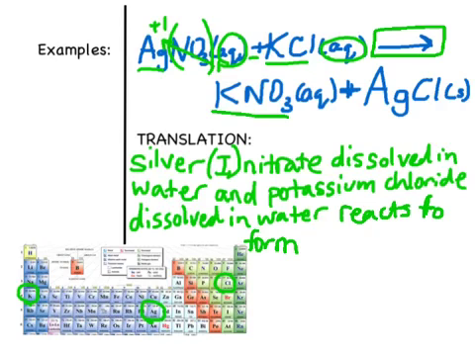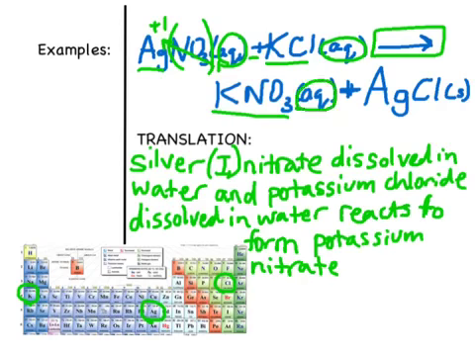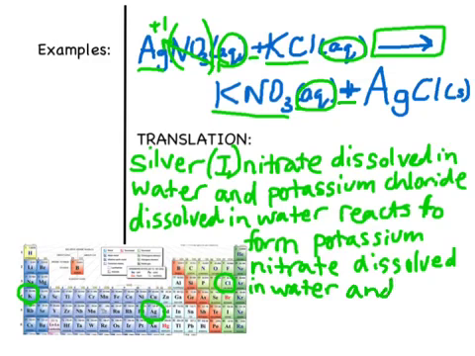Again, K is potassium, NO3 is nitrate. It's a metal-nonmetal combination, so it's ionic. So we're just going to write out potassium nitrate. Alright, once again we have the AQ, which means dissolved in water. And the next symbol is that plus sign, which just means and.